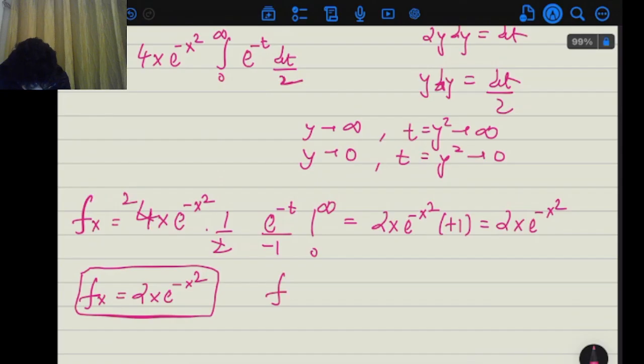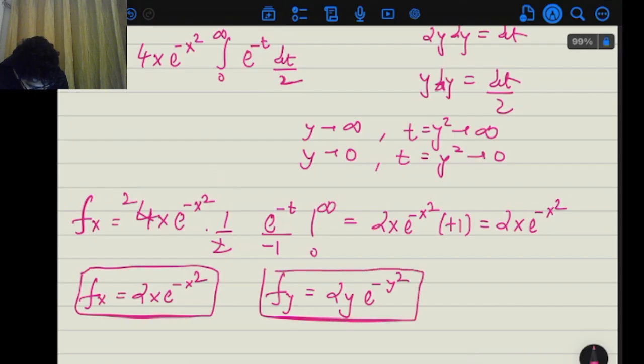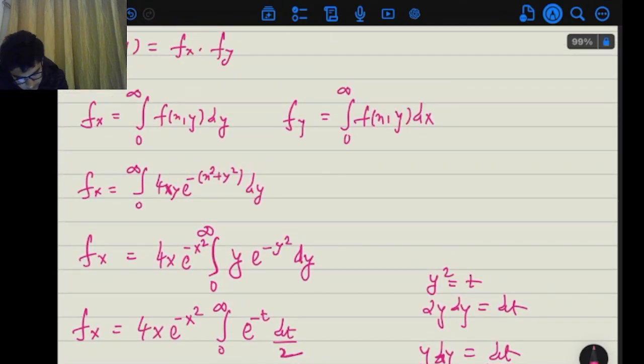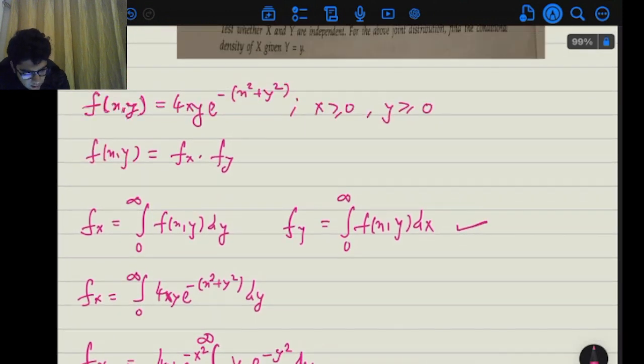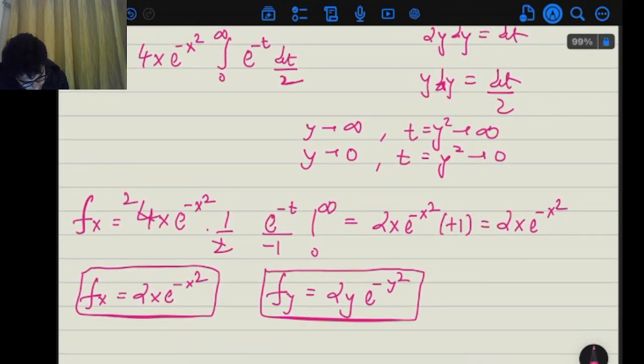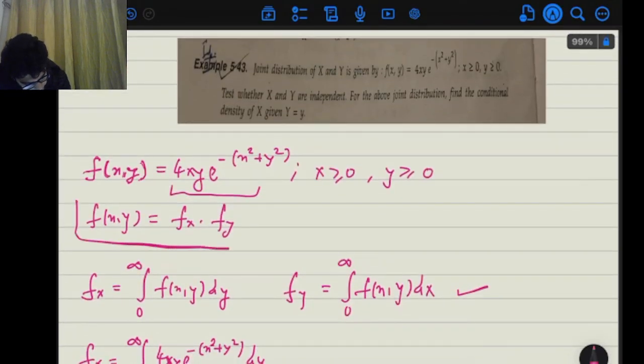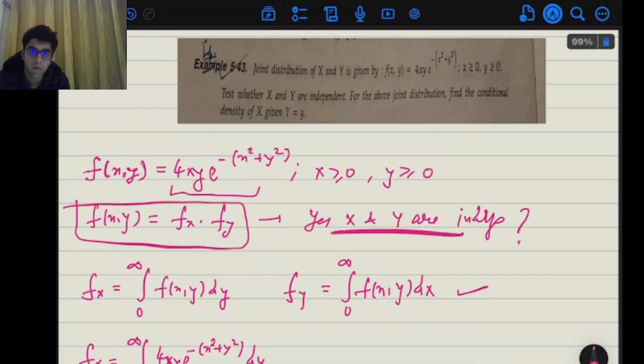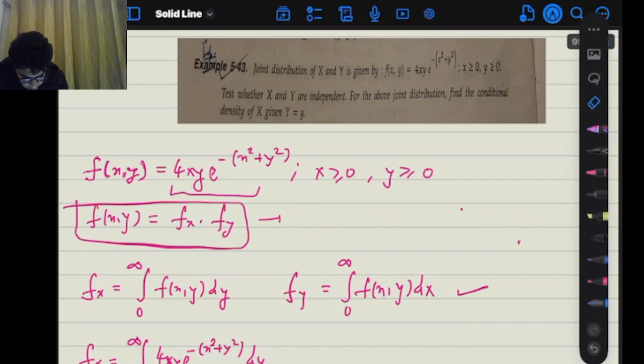Similarly, fy will become 2y e to the power minus y square, because the distribution is turning out to be symmetric. You can see that here also the limits are from 0 to infinity, and this distribution is also kind of symmetrical. So similarly we can say that this and this are our marginal PDFs, right? Now we need to check if this condition is satisfied. If it is, then we will say that yes, x and y are independent, but we don't know yet whether it is satisfied or not.